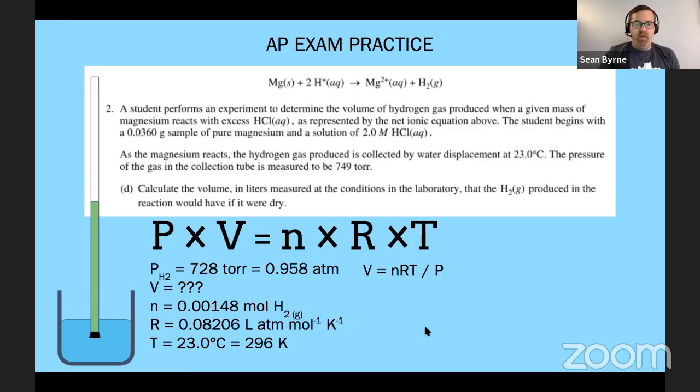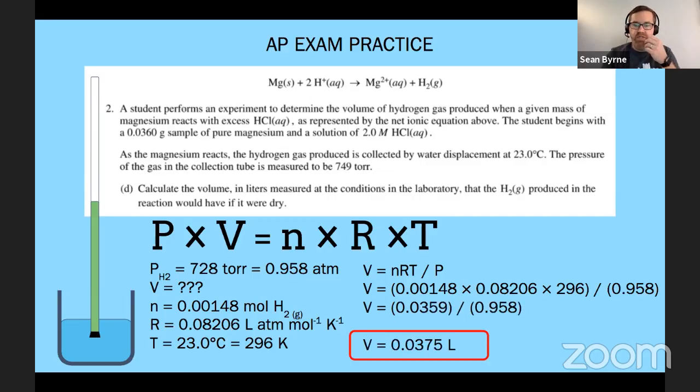I'm going to rearrange my equation to say that volume is equal to nRT over P. I plug in my numbers, do a quick solution, and my final volume is 0.0375 liters. This is another example of where you want to make sure that you have included your units.